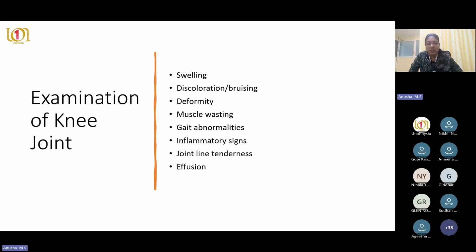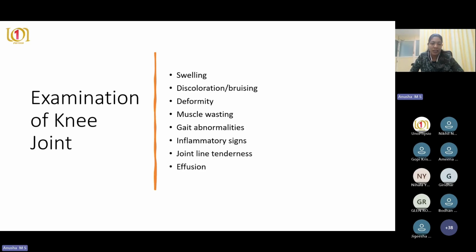And if you are seeing any discoloration or any bruising, then you can suspect there is some chondral bruising, that is, a cartilage injury may have happened, or it can be some ligamental injury. Again, meniscus injury also causes swelling. In case of ACL injury, within a short span of time there's too much swelling. In case of meniscus, the swelling is comparatively very less progressive.